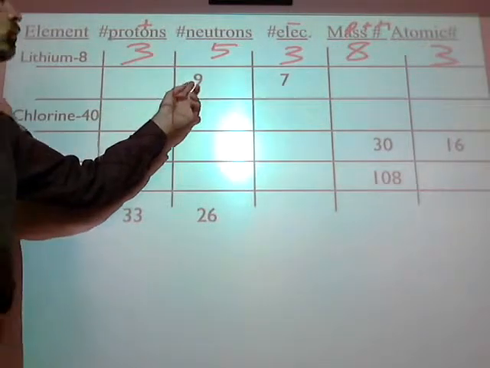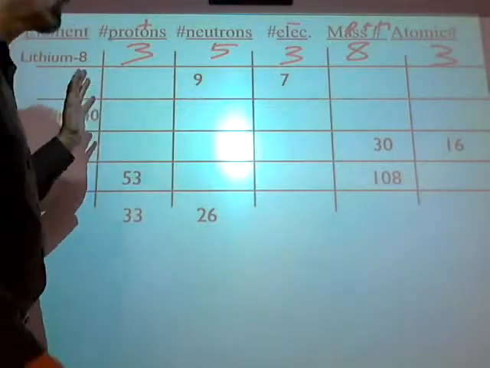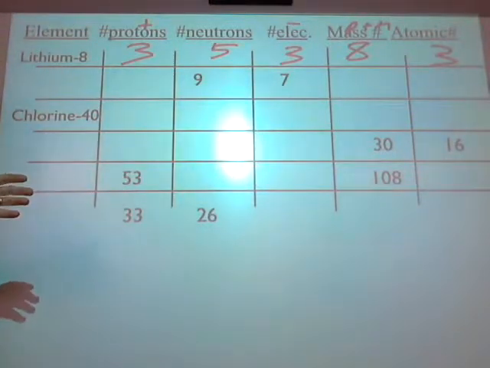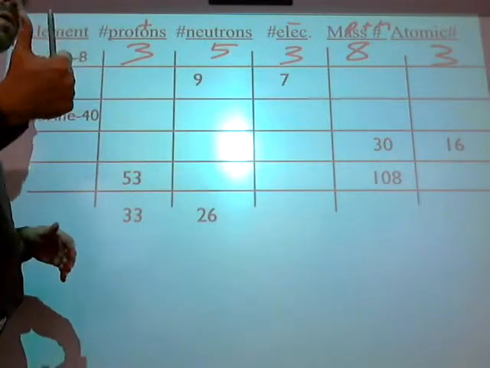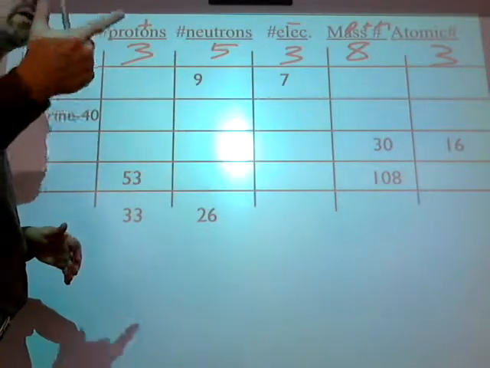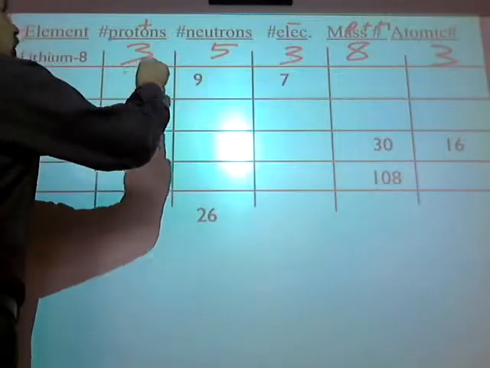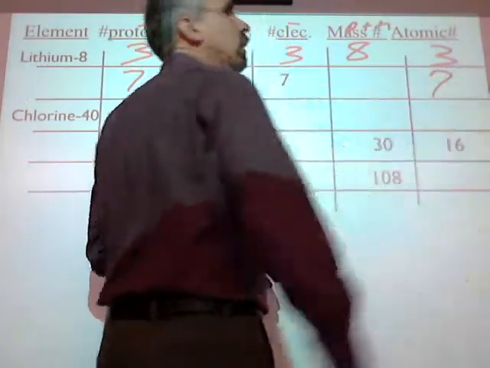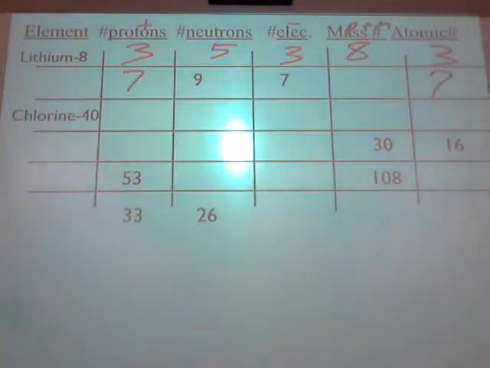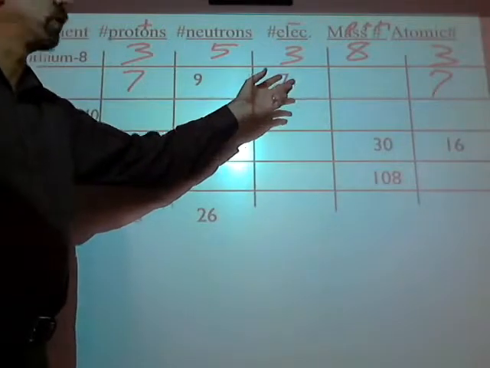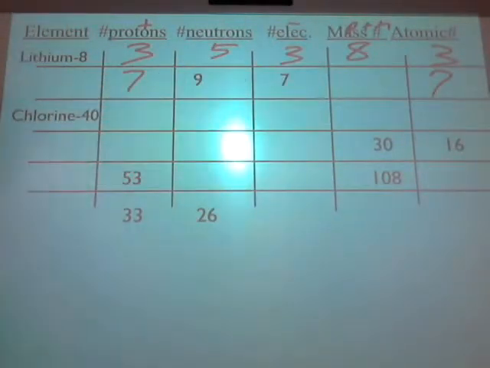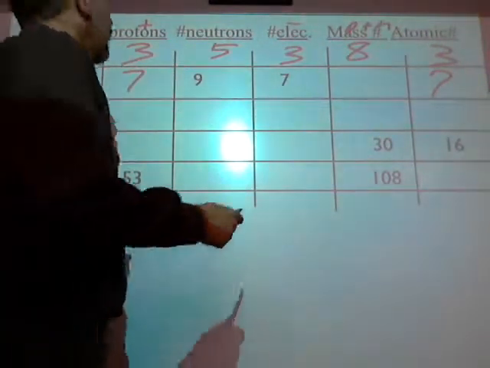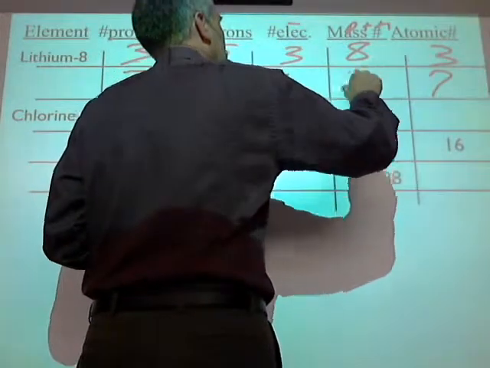All right, here I've got neutrons, here I've got electrons. What columns are always going to be the same? Protons, electrons, and atomic number. Which one's going to be the same as electrons? Protons, electrons, and atomic number. But I thought somebody said neutrons, but that's not true. Protons and neutrons added together gives me 16.